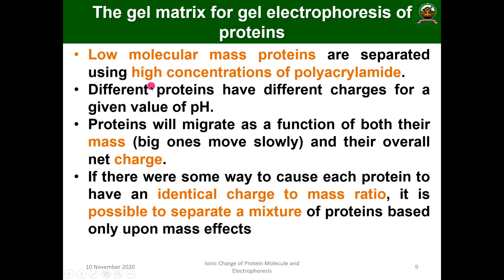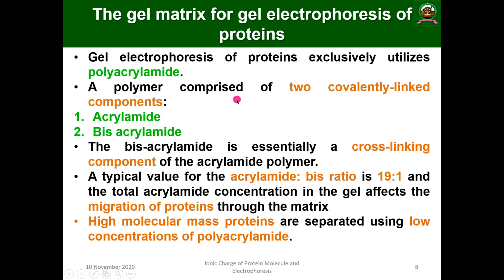So when you are applying a high concentration of the polymer, the pore size will be very small, and only low molecular weight proteins can be separated. When the concentration is low, there will be a lot of space in the gel. The pore size will be high, so there is a possibility of passing the high molecular weight components.